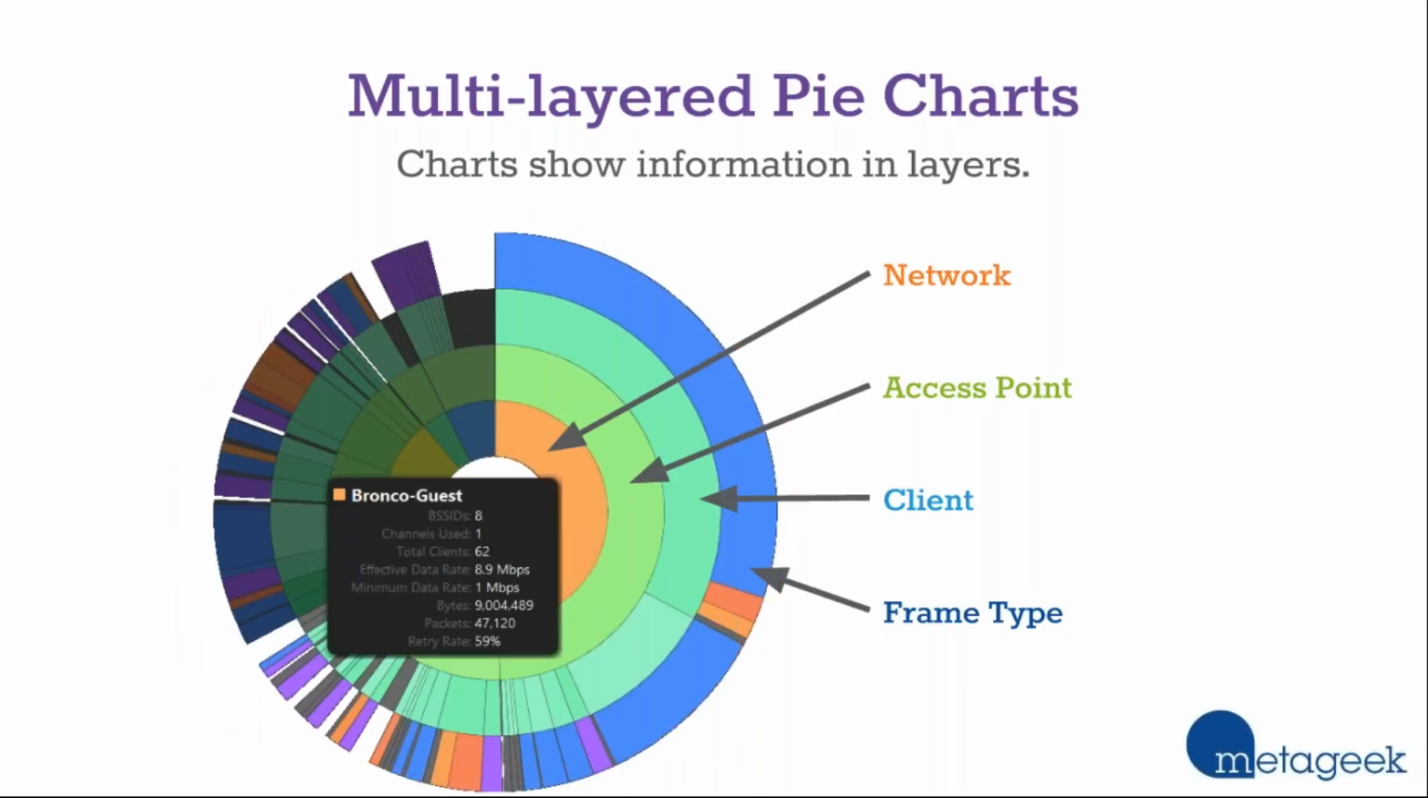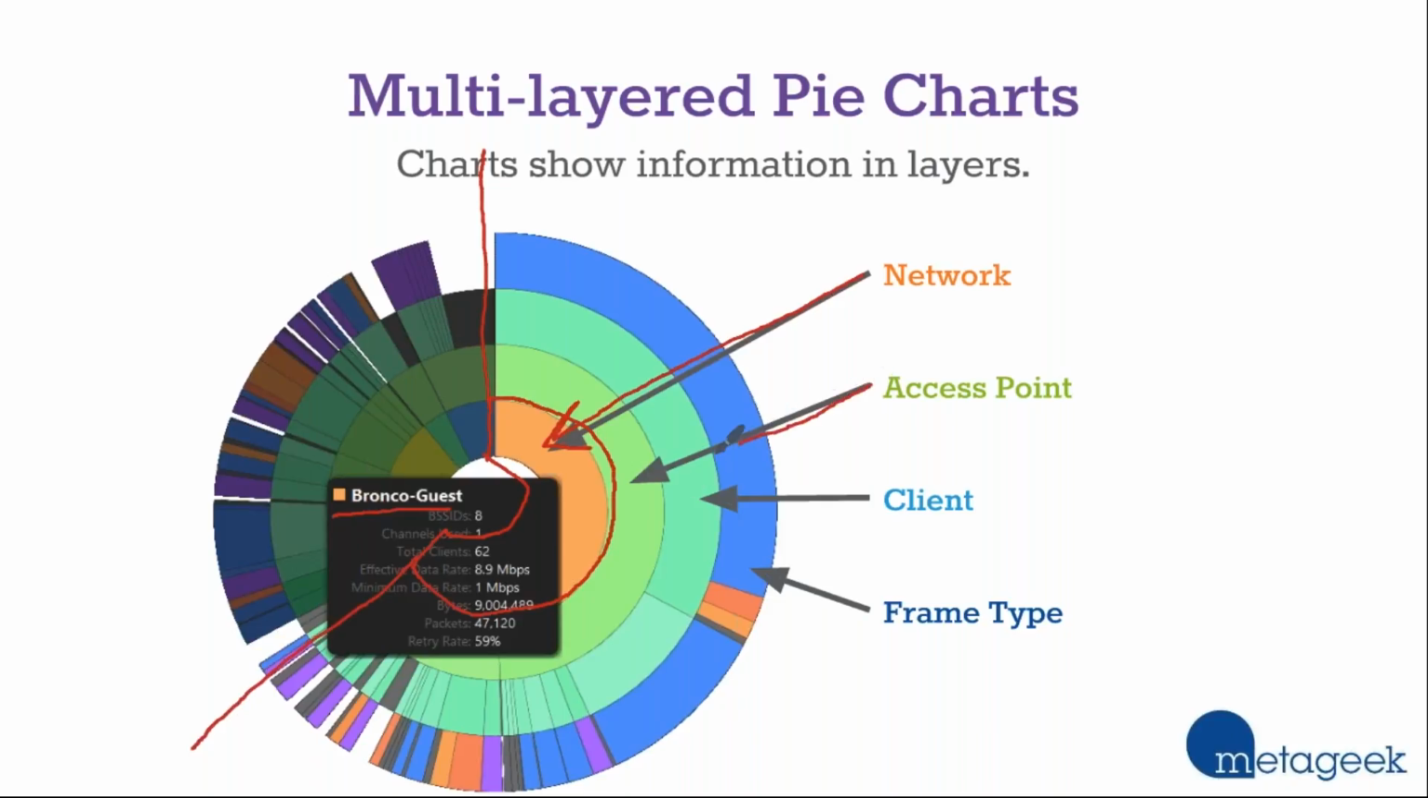Now, the innermost layer shows us the name of the network. And so in this case, we can see that this innermost ring here is called Bronco Guest. That's the name of the network, and it used up about 2/3 of the total airtime on the channel. It used up about 2/3 of the total amount of time that was used on that channel.